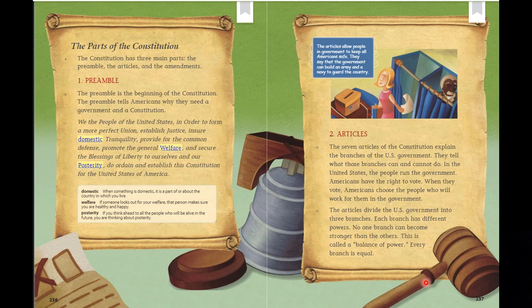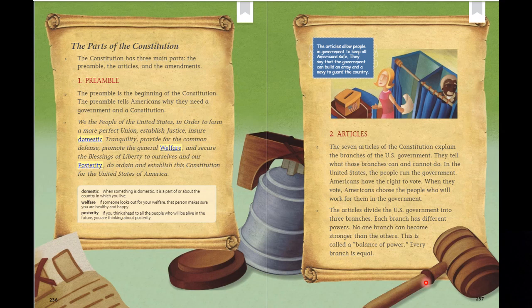The parts of the Constitution. The Constitution has three main parts: the preamble, the articles, and the amendments. 1. Preamble. The preamble is the beginning of the Constitution. The preamble tells Americans why they need a government and a constitution.